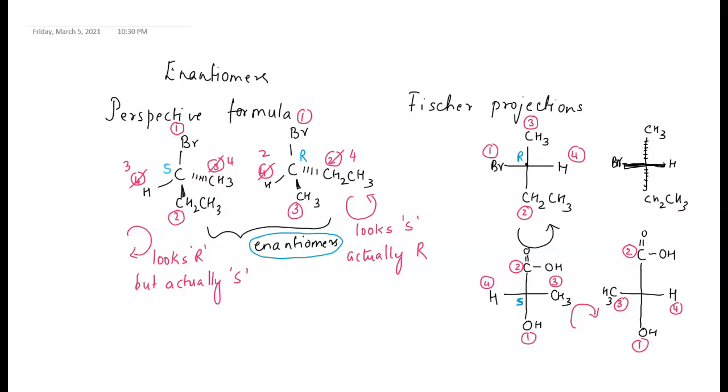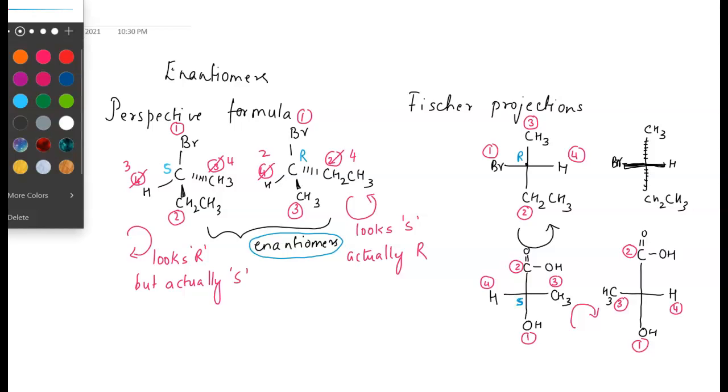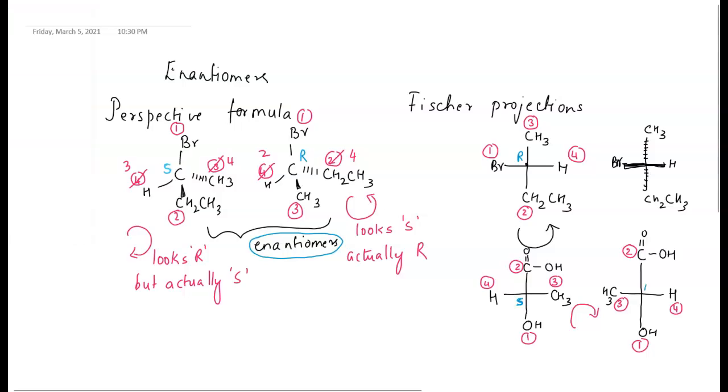Remember, when we do the wheel, you always have to go from 1 to 2 to 3. So here we are going from 1 to 2 to 3. Looks like S, but actually it will be R, because since hydrogen is not on the vertical bond but is on the horizontal bond, the configuration is actually R. So here we have the configuration as R. Since one is S and the other is R, we have a pair of enantiomers.